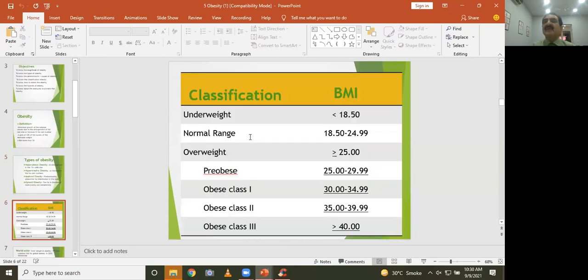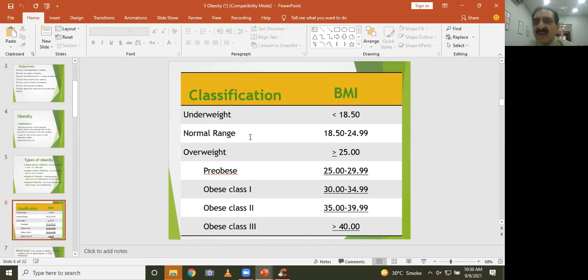Then the classification of obesity depending on the size. It may be the last slide. The classification depending upon the BMI. As I have told you, how we calculate the BMI: we divide the weight of the person by the height of the person in meters squared. If the weight is 70 kg and height is 1.6 meter, 70 divided by 1.6 squared, and the value will come out. That will be the BMI.